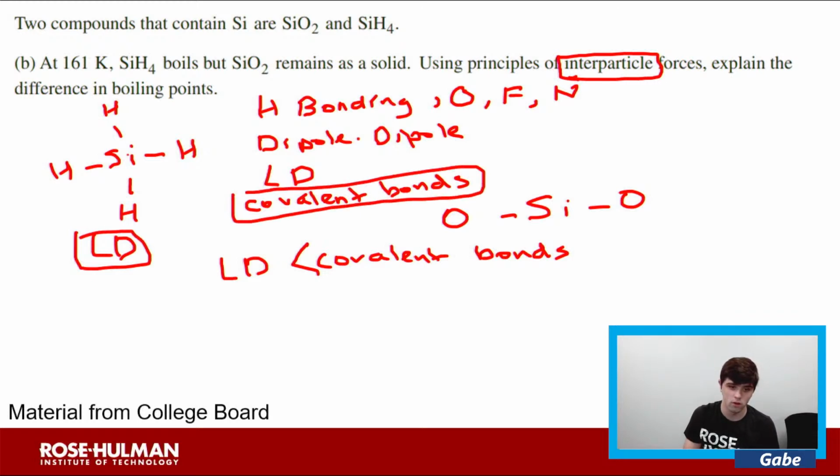So the way you explain is you can draw out your Lewis dot diagram and figure out what actual intermolecular forces are contained inside of each compound, and then you can determine why they are at each different state of liquid and solid.